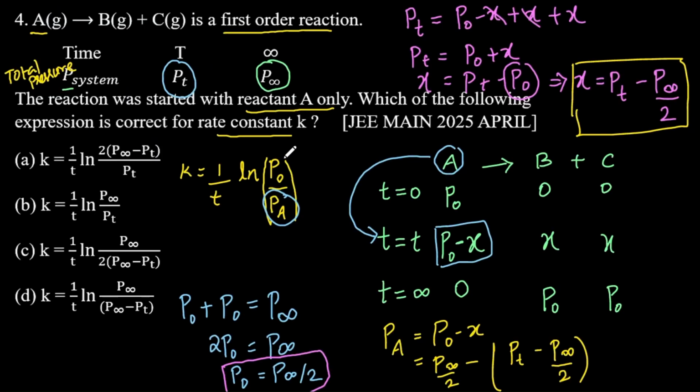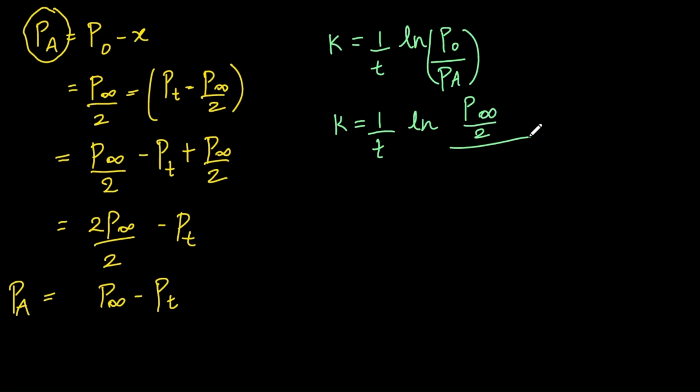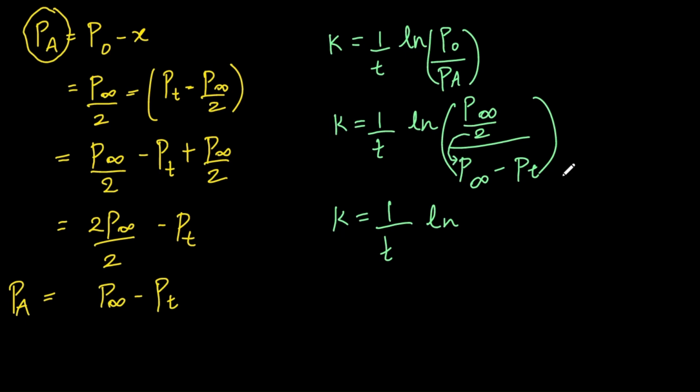Now you have to substitute the value of P naught as P infinity by 2. So let us see the substitution. K is equal to 1 by T ln P naught divided by Pa. K is equal to 1 by T ln of P naught, which is P infinity divided by 2, whole divided by Pa. Pa is P infinity minus Pt. When you simplify this, the 2 will go to the denominator: P infinity divided by 2 into P infinity minus Pt. So this is your answer.